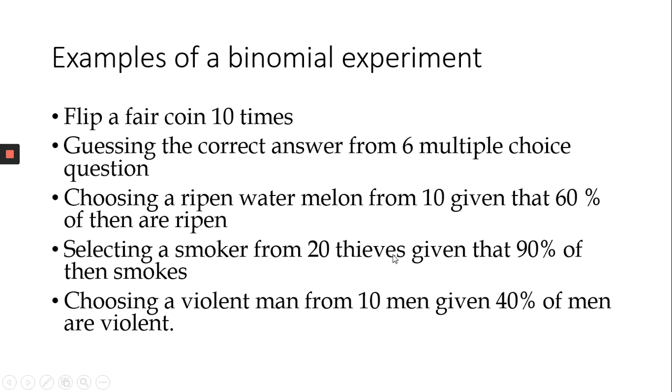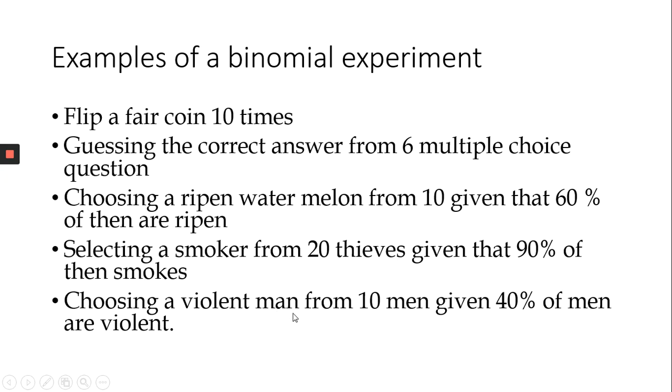Selecting a smoker from 20 people, given that 90% of them smoke. When you choose a person, it's either he smokes or he does not smoke. There is nothing like partially smoking. It's either you are a smoker or you are a non-smoker. So every time we choose, that becomes a trial. 90% of them smoke, which means the probability of getting a smoker is 90%. The probability of getting a non-smoker is 10%. So this is a binomial experiment.